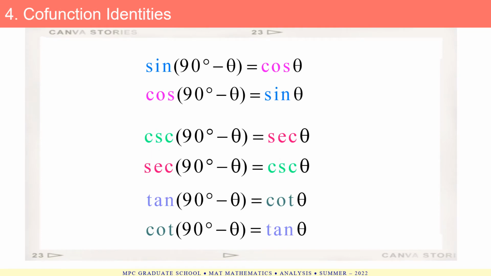Next, we have the cofunction identities. We have sine 90 degrees minus theta is equal to cosine theta. Cosine 90 degrees minus theta is equal to sine theta. Cosecant 90 degrees minus theta is equal to secant theta. Secant 90 degrees minus theta is equal to cosecant theta. Tangent 90 degrees minus theta is equal to cotangent theta. And cotangent 90 degrees minus theta is equal to tangent theta.